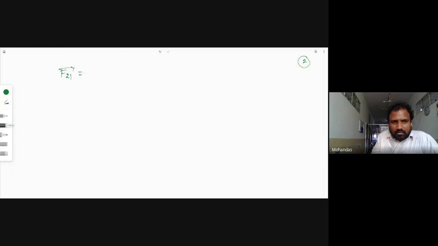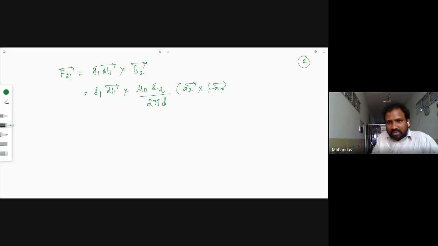F21 equal to I1 dl1 cross B2. So in I1 dl1, instead of B2, I write mu naught into I2 divided by 2 pi d, Az cross minus Ax. Now tell me, what is the dl1 here? Differential length. Differential length of which conductor? Please respond now. Differential length of which conductor?